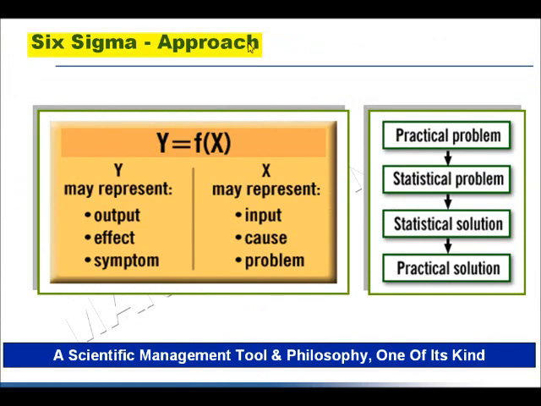Let us take a look at the 6 sigma approach. The problem Y could have many dependencies x1, x2, x3, xn. A practical problem in the business is initially converted into a statistical problem. A statistical solution is determined from the statistical problem. The solution is represented as y equals f(x). Thereafter, the statistical solution is translated into a practical solution.